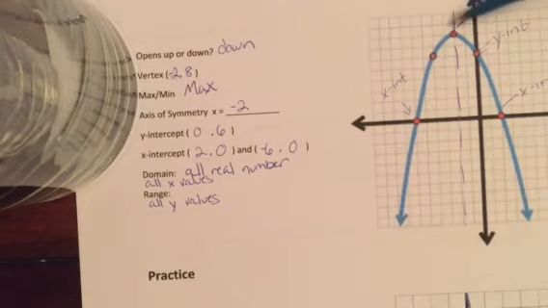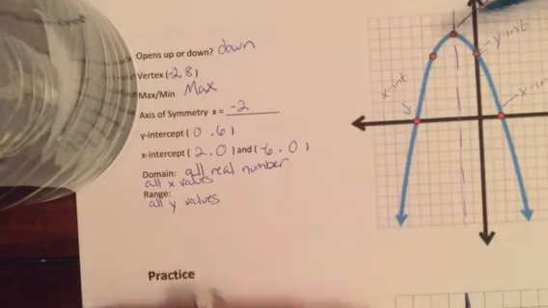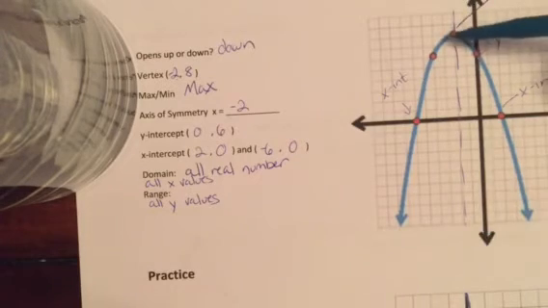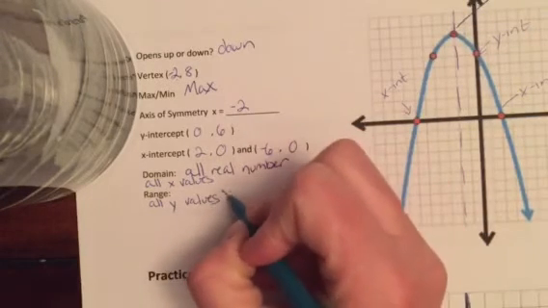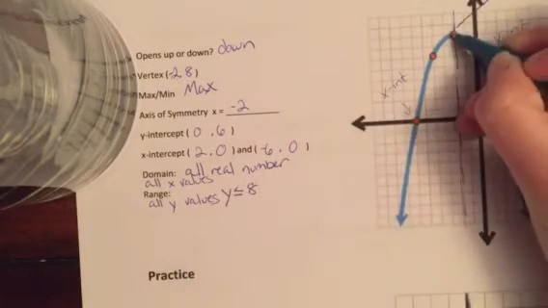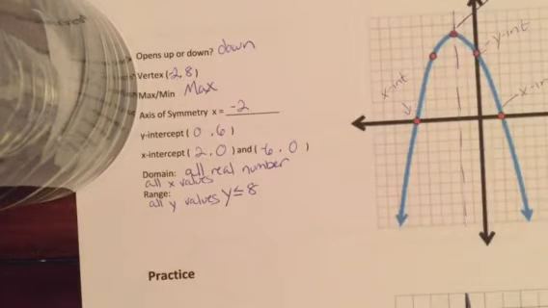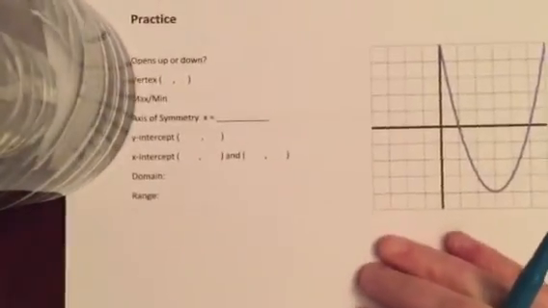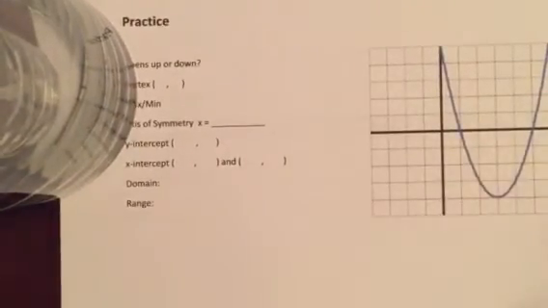Now we said our vertex is a max. What that means is this is the highest that our y will go. So all our other y's must be smaller than that. So we would say that all our y's have to be less than or equal to 8, because that was the highest that we had. All right, let's do another problem here that's a little bit different. Same idea, just a little different graph.